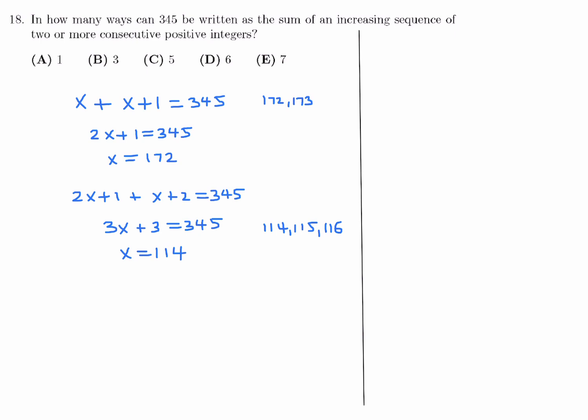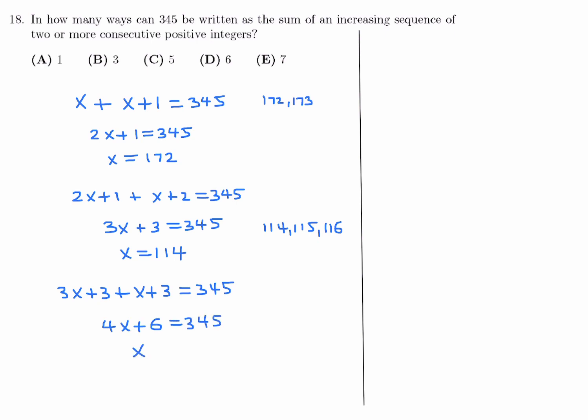And you just continue like this. And this is the long way because I want you to understand it. You just keep going like this, and then you do the next one, which would be 3x plus 3 plus x plus 3 this time is 345. And that would be 4x plus 6 is equal to 345.